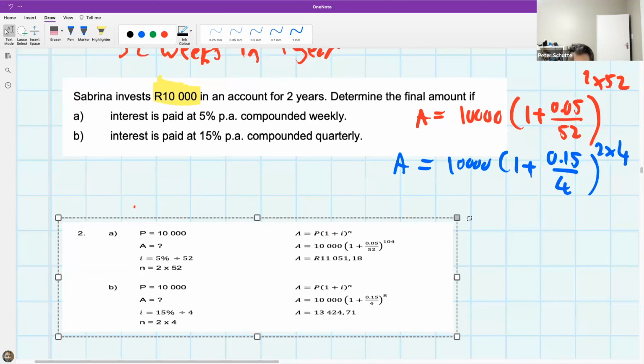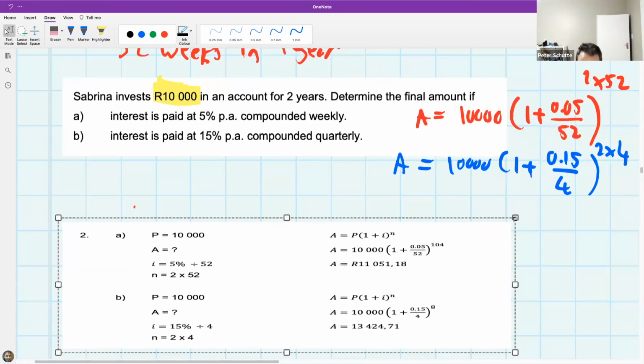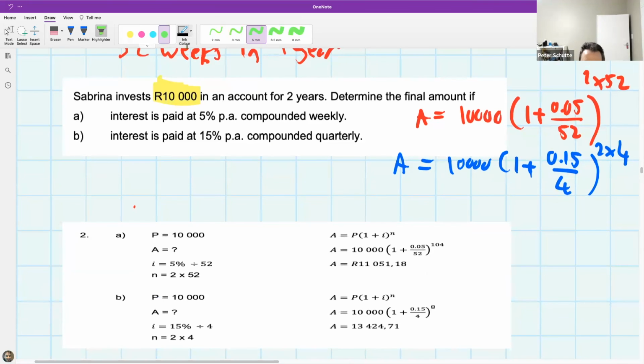Okay, so what you should have done in this is we take the 5% and we divide it by 52. And then to get the 104, we had to go 2 times 52. So the first one, we get 11,051. And then for the second one, we end up with 13,424.